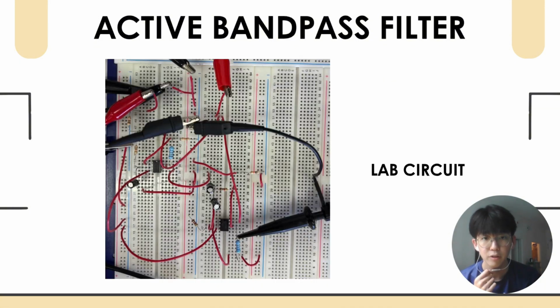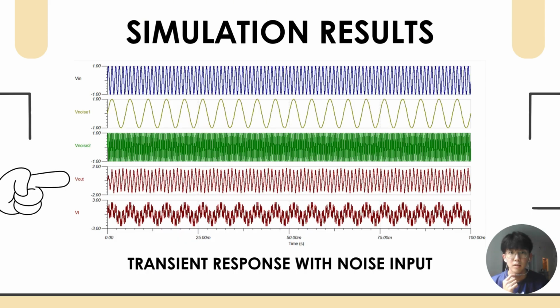And this diagram shows a lab circuit that we have constructed in the workshop. Now looking at the simulated transient response of the active bandpass filter, we can see that our designed second-order Butterworth bandpass filter has successfully rejected the V-noise 1 having the frequency of 200 Hz and also V-noise 2 having frequency of 3 kHz, and only passed the desired input frequency of 1 kHz as shown in the V output here in the diagram.